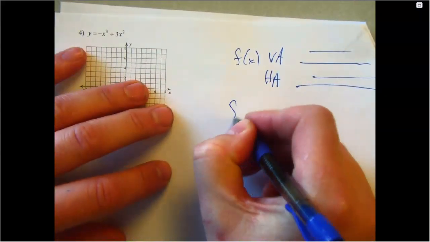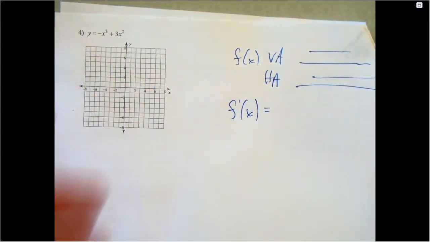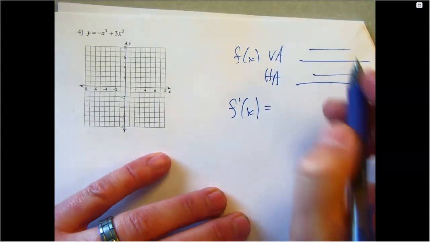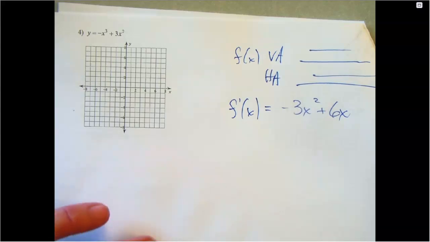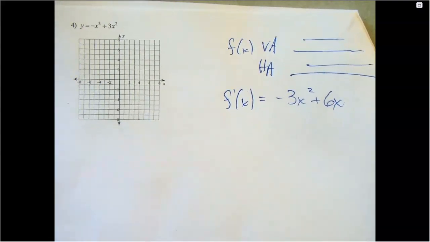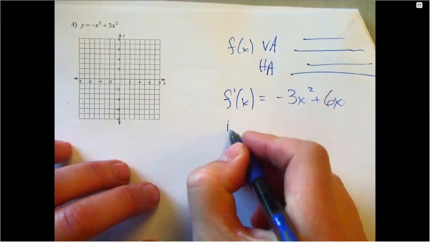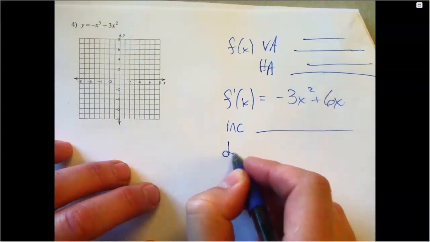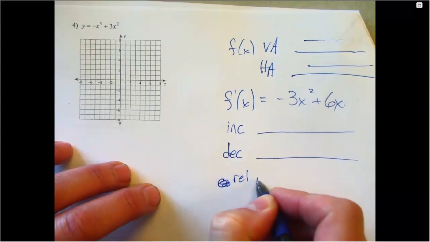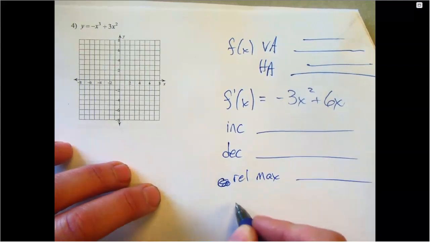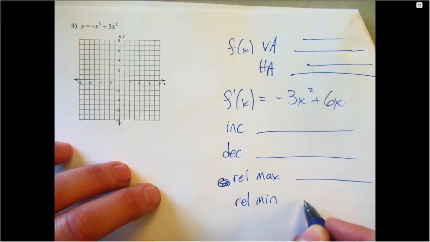All right, so then we go to f prime of x, which thankfully this one is quite a bit easier than the last one. Negative 3x squared plus 6x. I'm going to use that to find out 4 things from the first derivative. I can tell where things are increasing, decreasing. I can identify a relative max, a relative min, and a potential inflection.